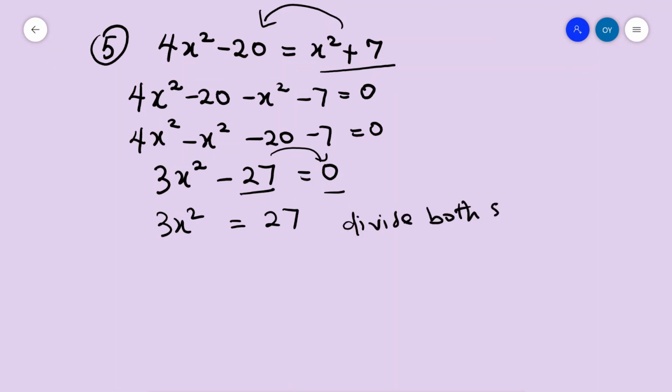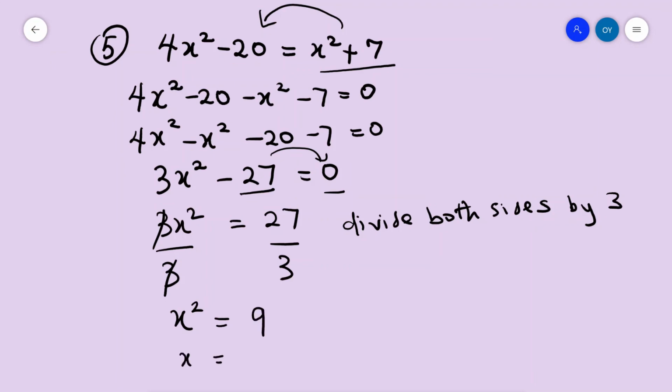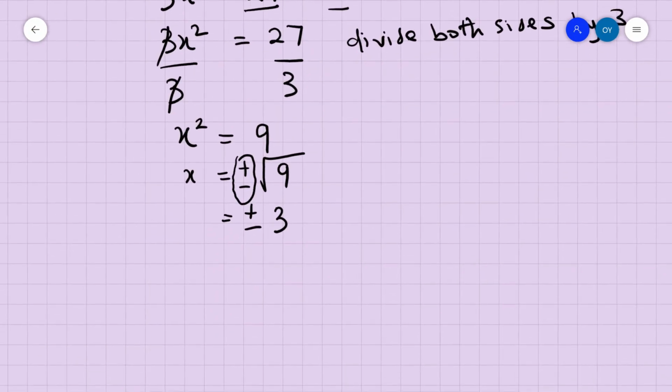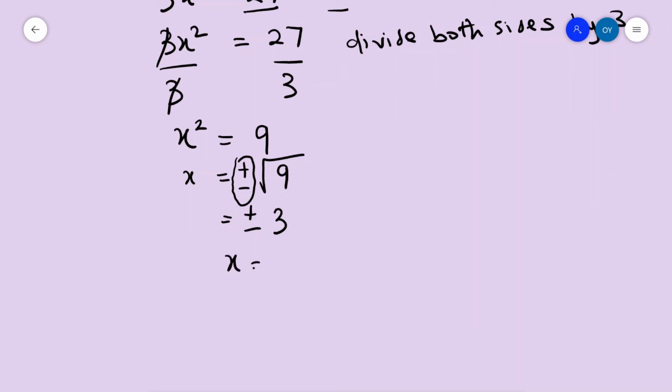Divide both sides of the equation by 3. So we have 3 and 3. So here x squared equals 27 divided by 3, that's 9. So x would be plus or minus the square root of 9. Remember that this is a quadratic equation and we need two values for x. That is why we have the plus or minus. So this is plus or minus 3. The square root of 9 is 3. So x is either plus 3 or negative 3.